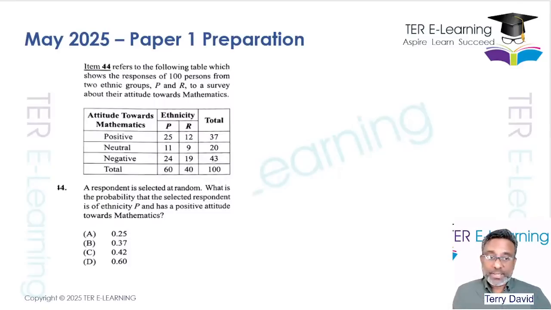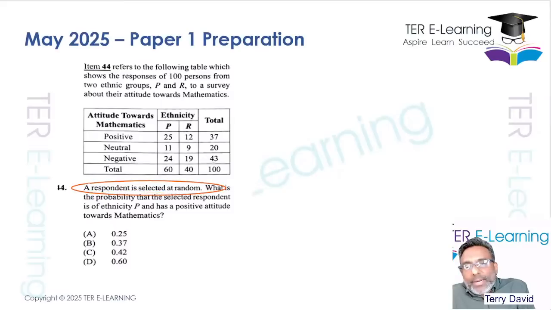Now, with these particular questions, with these tables, sometimes they change the wording of the question. So read it carefully. I see some people saying A, some people saying B. Like I said, you need to read it carefully. Let me show you a little trick here. They said a respondent is selected at random. When they tell you a respondent, we're selecting out of 100. If they had told you a selection is made from ethnicity P, then you would have had to use 60 in this case. So keep that in mind when they're wording the question.